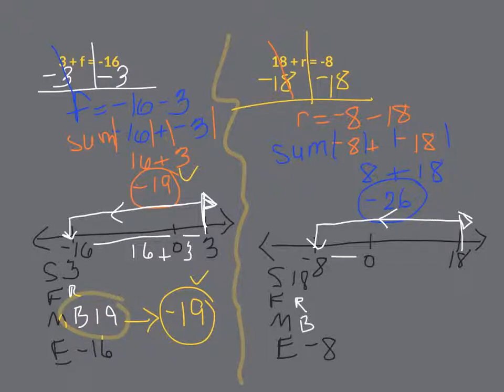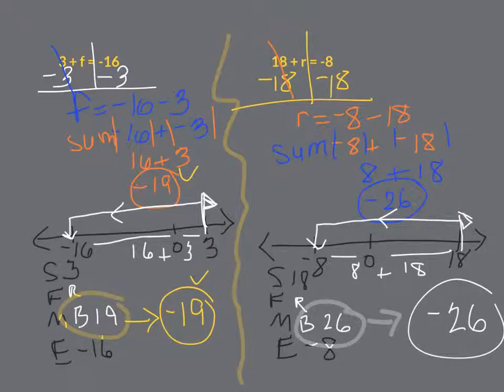Well, from 0 to negative 8 is 8. From 0 to 18 is 18. I add those together, which is exactly what I did up above. I know 8 plus 18 is going to give me 26. So my answer right here, back 26, is going to give me negative 26. Good stuff here.